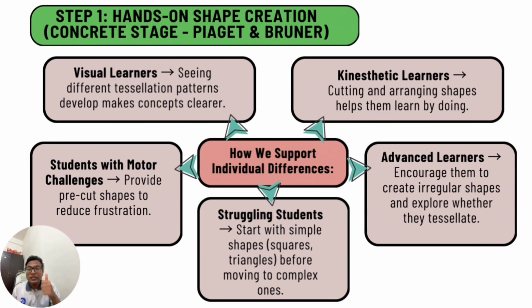First, visual learners. Seeing different tessellation patterns develop makes the concept clearer. And the second one is kinesthetic learners. Cutting and arranging shapes helps them learn by doing it. And the third one is advanced learners. Encourage them to create irregular shapes and explore whether they tessellate or not. And the fourth one is struggling students. Start with simple shapes like squares and triangles before moving to a complex one, where we add more polygons, which is the hexagon.